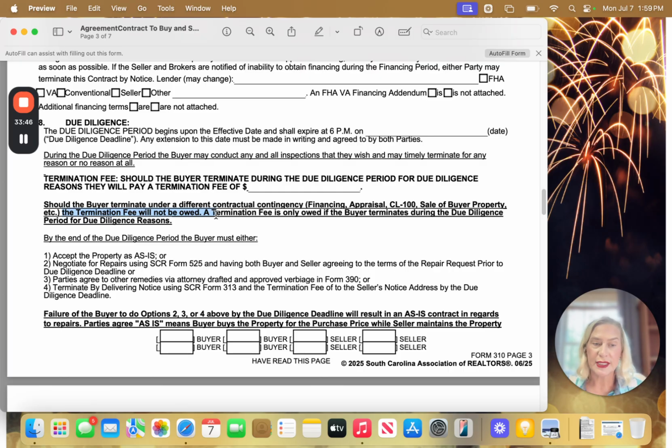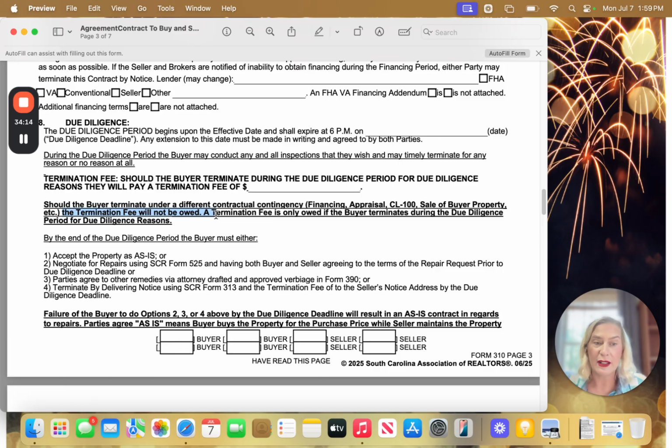If there's a CL100, the seller's not making repairs, we can terminate. We don't owe you a termination fee. The appraisal comes in low and we try to negotiate and the negotiations don't go well and we can't come to a meeting of the minds, we can terminate and not owe you a termination fee. This is in conjunction with the Carolina Elite clause that says that if the buyer and seller can't agree to repairs, then the buyer does not have to pay the termination fee. This is in conjunction with that.